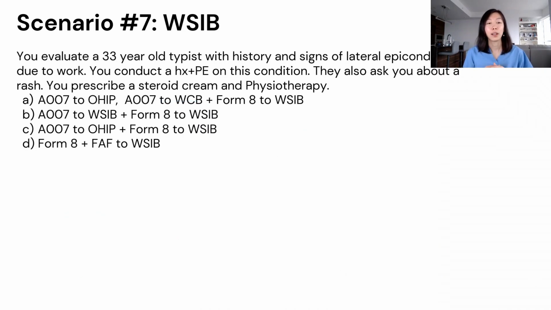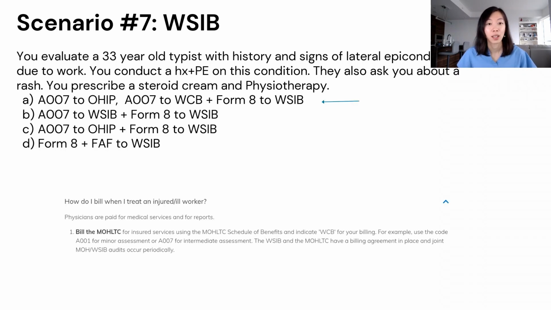Okay, scenario 7, WSIB. So you evaluate a 33-year-old typist with a history and signs of lateral epicondylitis due to work. You conduct a history and physical on this condition. They also ask you about a rash, so you prescribe a steroid cream and physiotherapy. What do you bill in this case? So write down your answer and pause the video, and the answer is A.